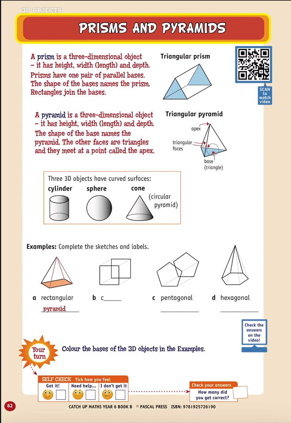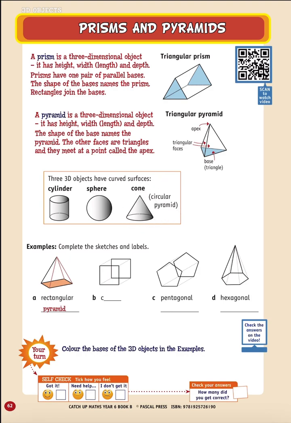So here you can see we have a triangular base, but all the other sides are triangles, and it meets at a point called an apex. So here we can see these 3D objects have curved surfaces. So we have our cylinder, a sphere, and a cone, which can also be called a circular pyramid.